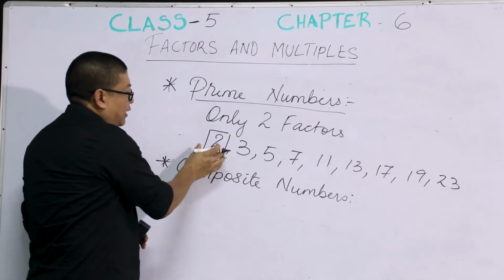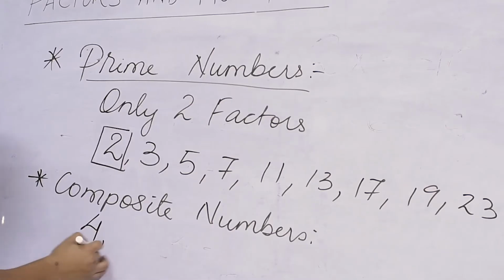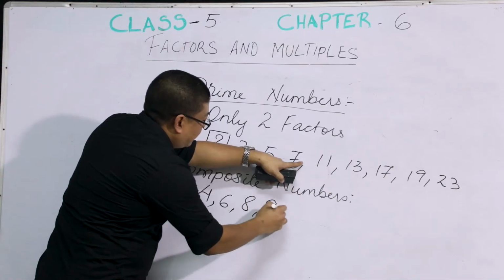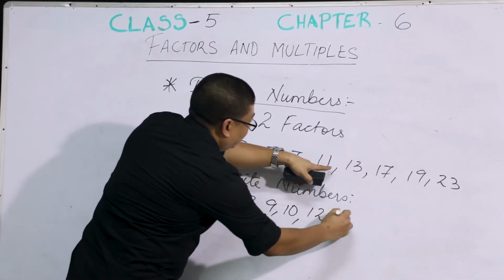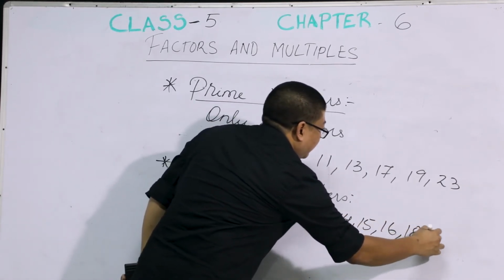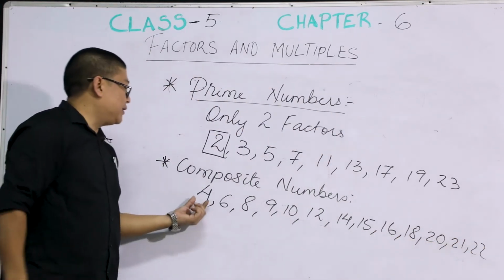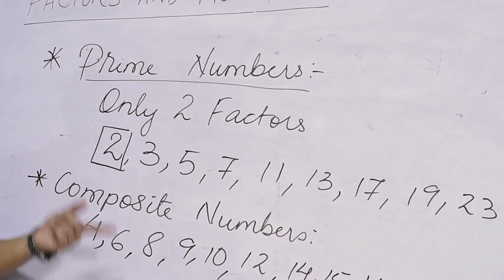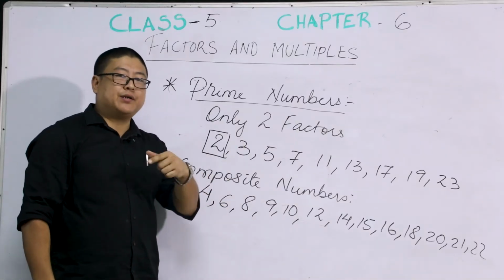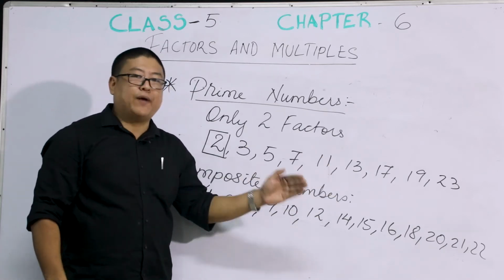Now after 1 comes 2, which is already prime, and 3 is already prime, so your composite numbers will start from 4, 6, 8, 9, 10, 12, 14, 15, 16, 18, 20. It goes on like that. That means for 4, you have 1 into 4, 2 into 2, more than 2 factors, right? For 6, you have 2 into 3 is 6, 1 into 6 is 6. More than 2 factors, okay?